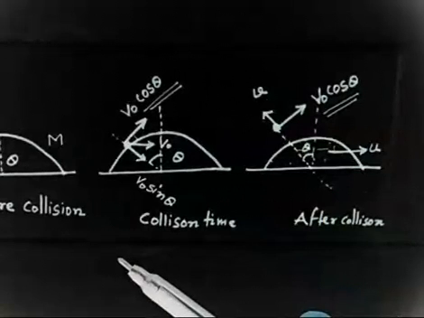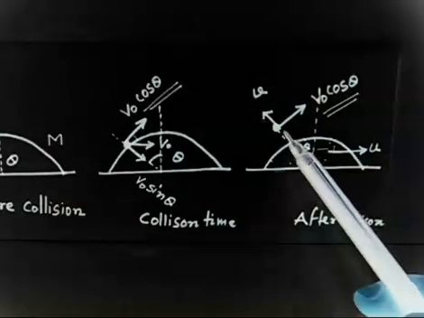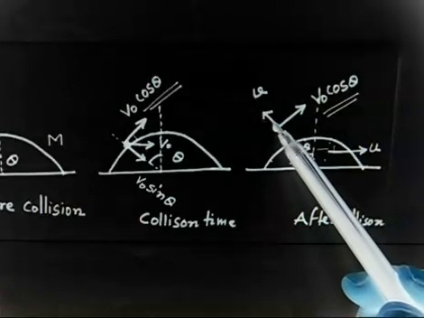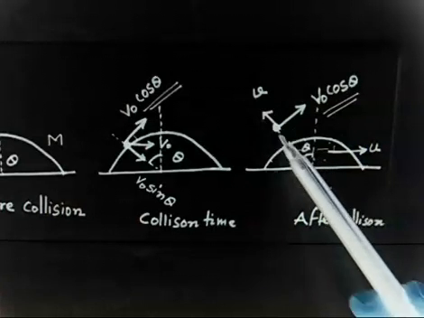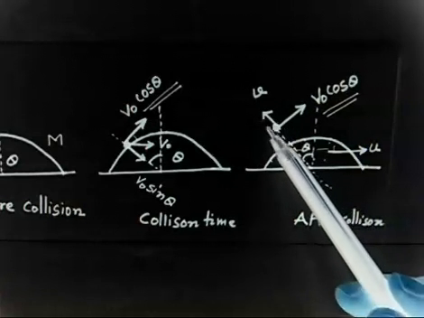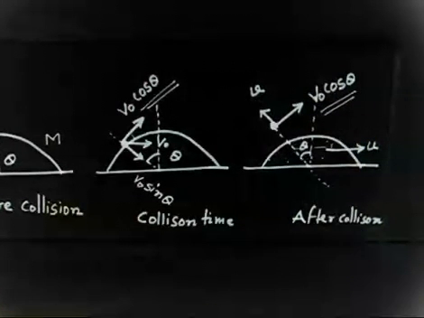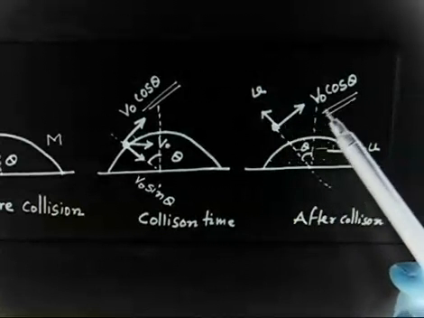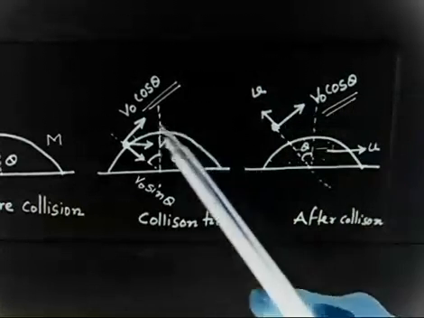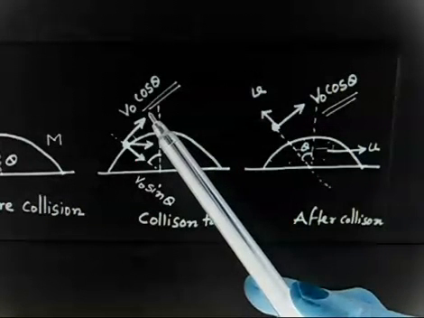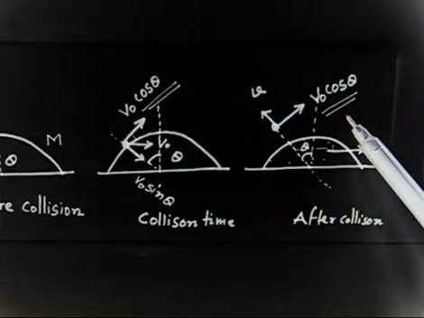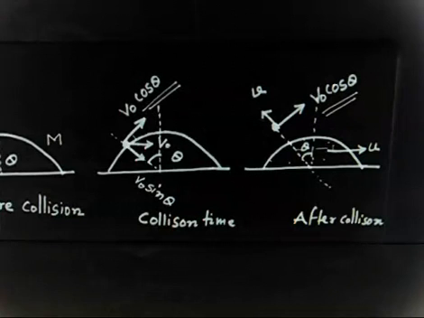Now after the collision, let us say this mass rebounds back with a velocity v in the radial direction. So in the radial direction, it is going with a velocity v. Now it is going in the tangential direction with a velocity v0 cos theta. Before the collision, what was the velocity in the tangential direction? v0 cos theta. After the collision, what is the velocity in the tangential direction? v0 cos theta.